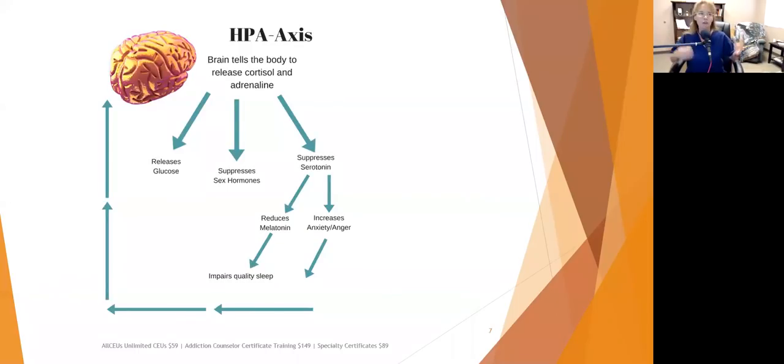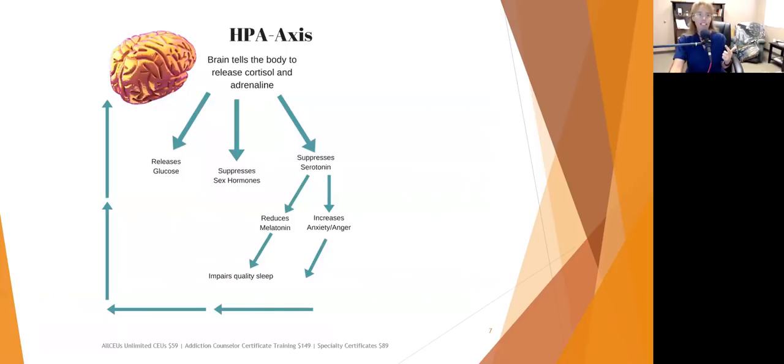So when you're under stress because you're in pain, you're injured, you're sick, or you're just stressed out, the brain tells the body to release cortisol, which is your stress hormone, and adrenaline, which is your get up and go hormone. All right, sounds like a good plan. If you're under stress, you need to get stuff done. So these things cause the release of glucose, which is blood sugar. That's great. Gives you the energy to get the stuff done.